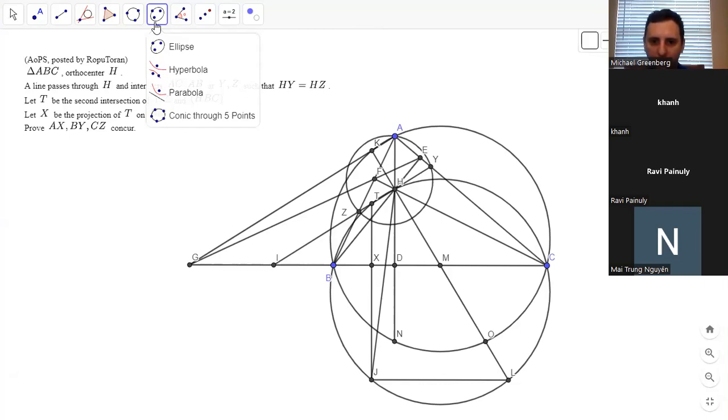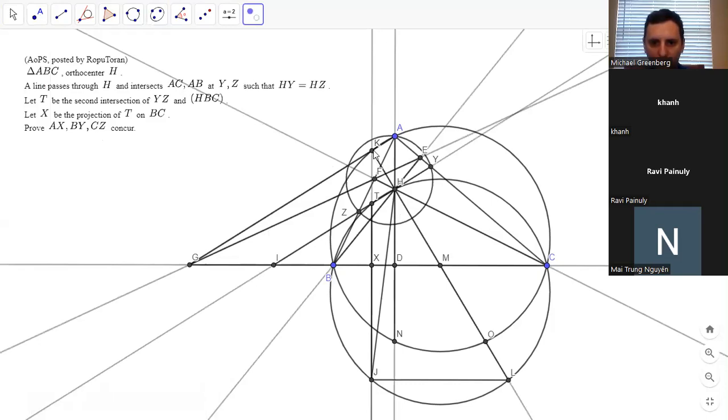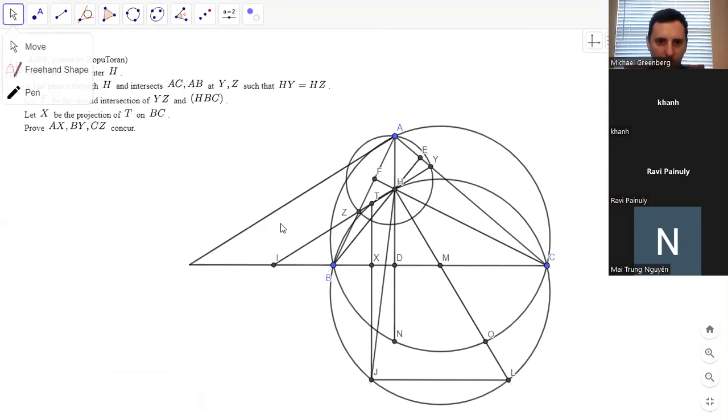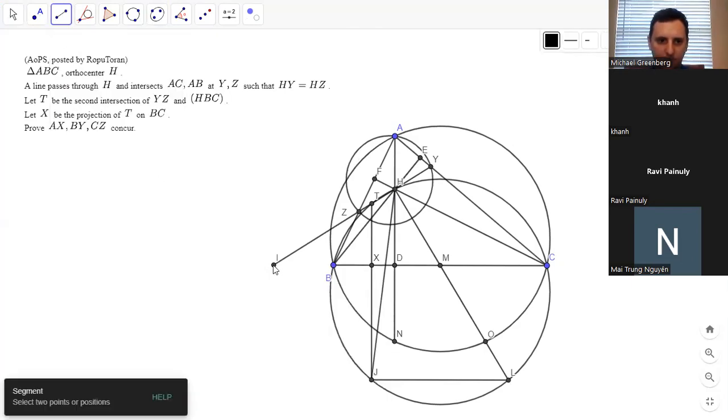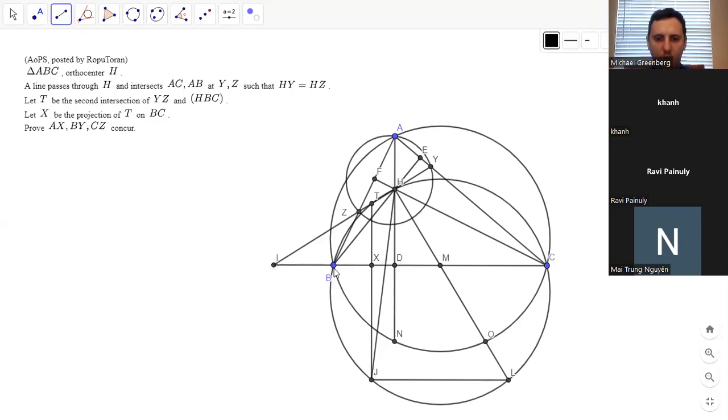Let's see. So we actually don't need K. Do we need G? I don't know if we need G. I don't think so.